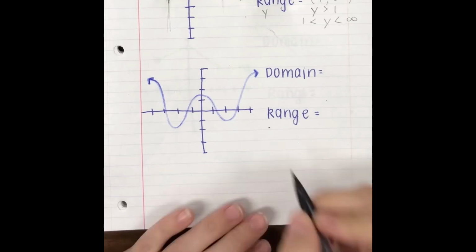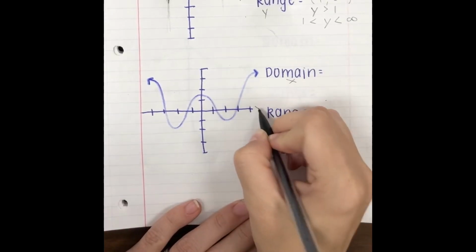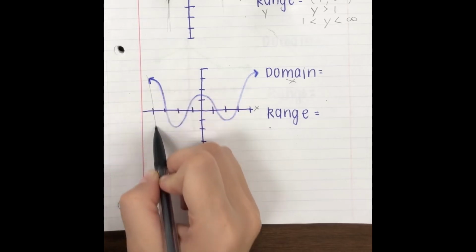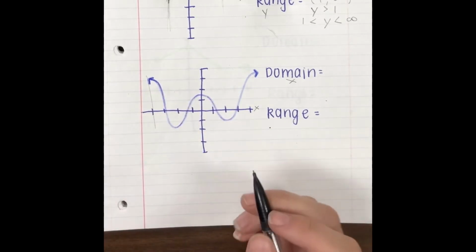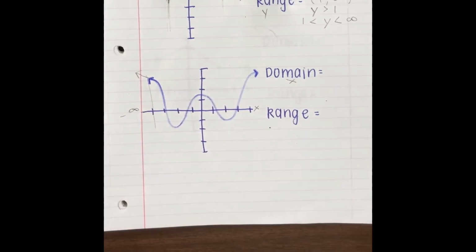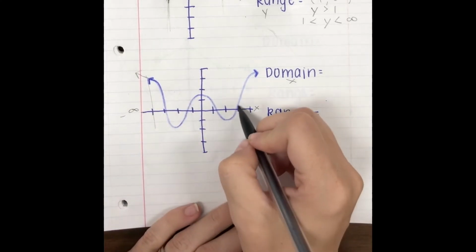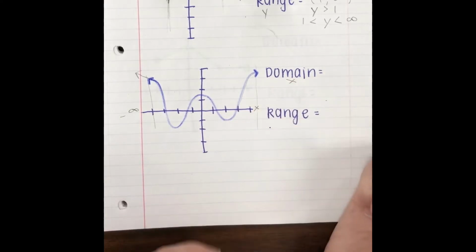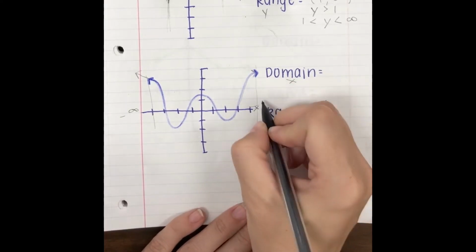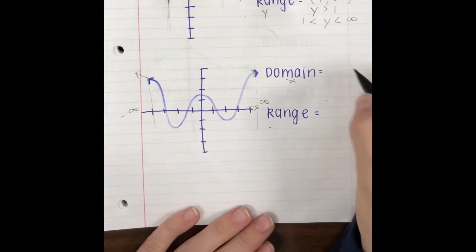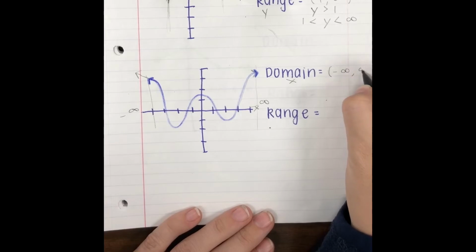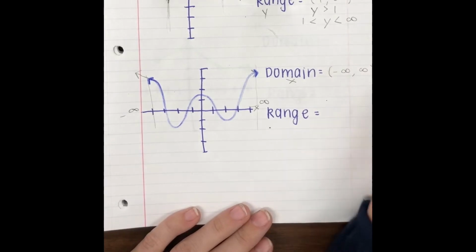Next example, domain. So we are looking at our x-axis. The furthest to the left it goes, we have an arrow, which means we're not stopping. It's going to keep going and going to negative infinity. And on the right, the furthest to the right we go is an arrow, which means it's going to keep going and going to infinity. So we say our domain goes from negative infinity to positive infinity.